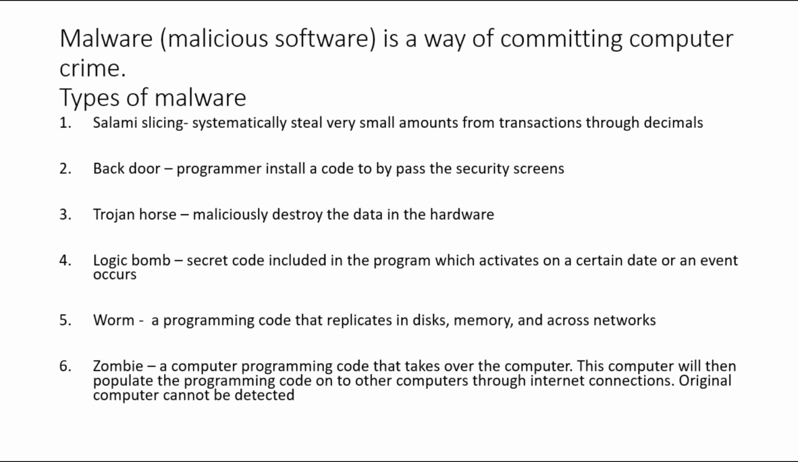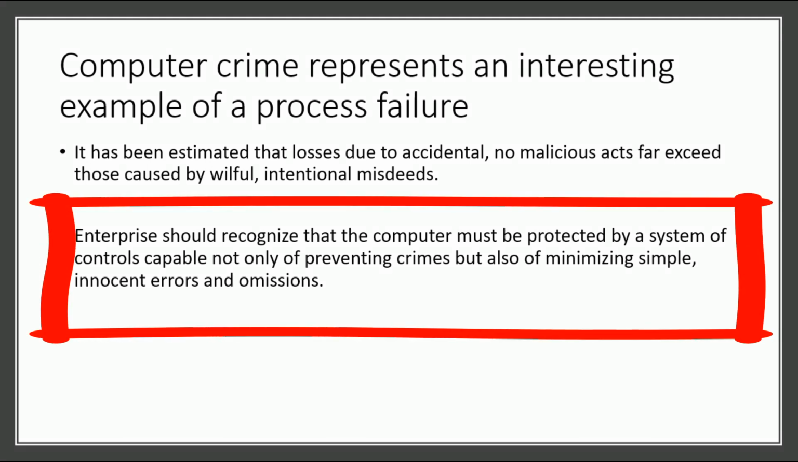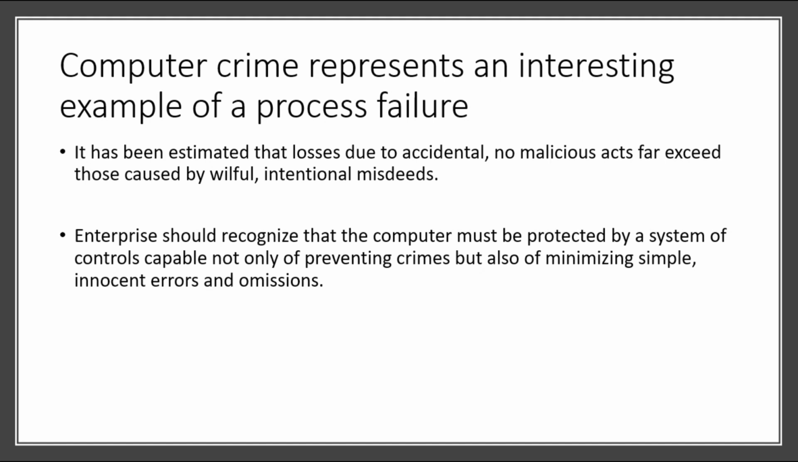So this malware, or malicious software, is a set of instructions that are passed on to other computers, the victimized computers. Computer crime represents an interesting example of process failure. It has been estimated that losses due to accidental, non-malicious acts far exceed those caused by willful and intentional mistakes. So the enterprise should recognize that the computer must be protected by a system of internal controls that are capable of preventing crimes but also minimizing simple innocent errors and omissions.